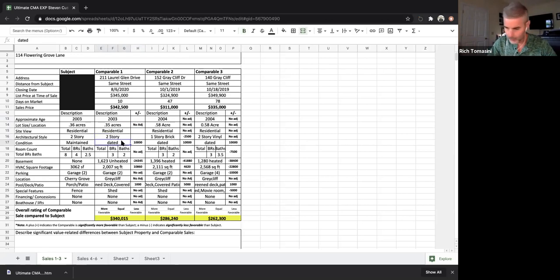And then ours is well maintained. You didn't get a chance to look at the interior pictures on mine, but I would say that it's probably a little less upgraded than all of our comps, only by kitchen countertops. So not much, but I'm gonna write maintained. Now I'm gonna read the description here.